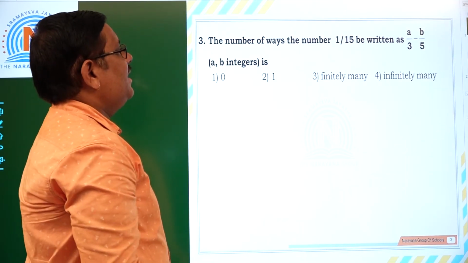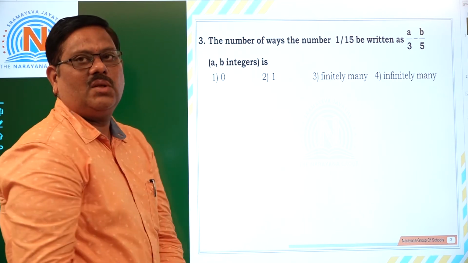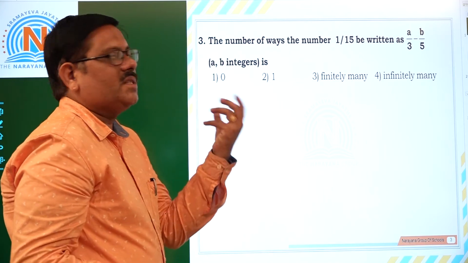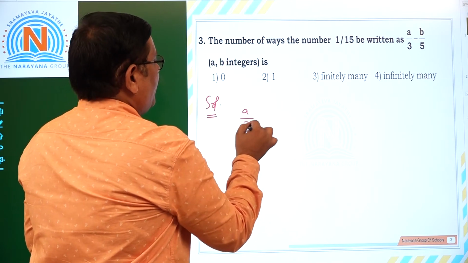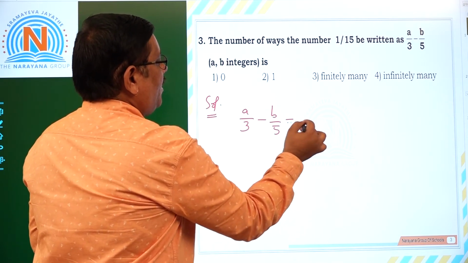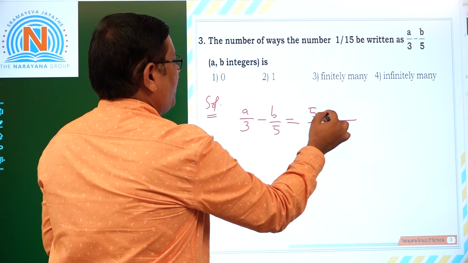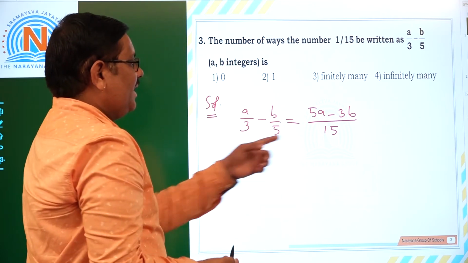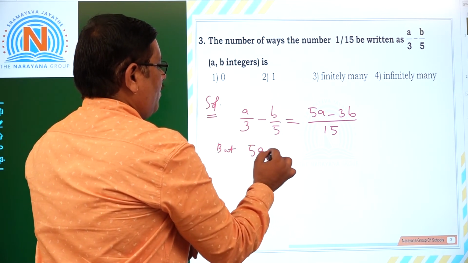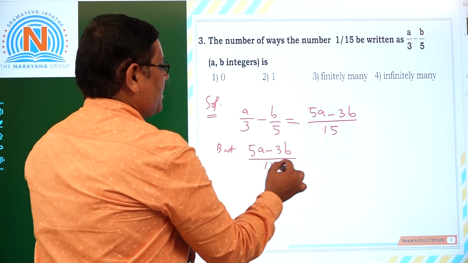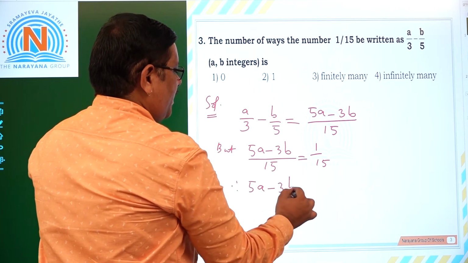The number of ways the number 1 upon 15 can be written as a by 3 minus b by 5. How many ways can we write it? How many such a comma b exist? That's the question. So let us solve this in this way. a by 3 minus b by 5. If we find the LCM, that will be 15. So we are going to have it as 5a minus 3b upon 15, which is given as 1 upon 15. Therefore, certainly 5a minus 3b is equal to 1.